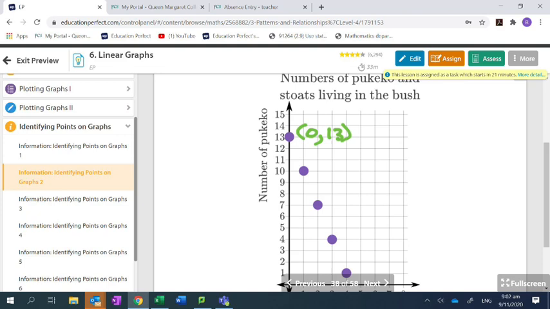Okay. All right. Next point, I went to the right 1 and then up 10. So right 1 and up 10 would be what ordered pair?